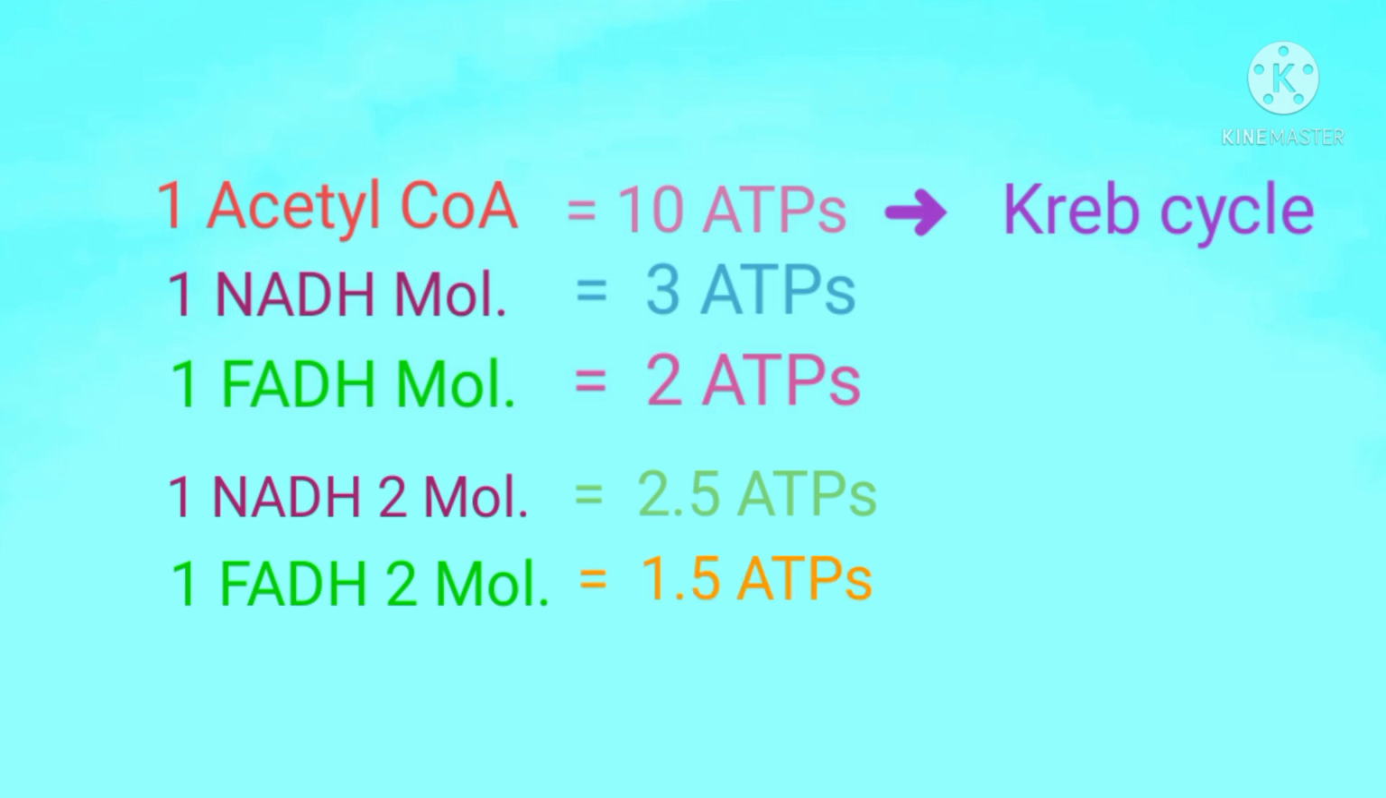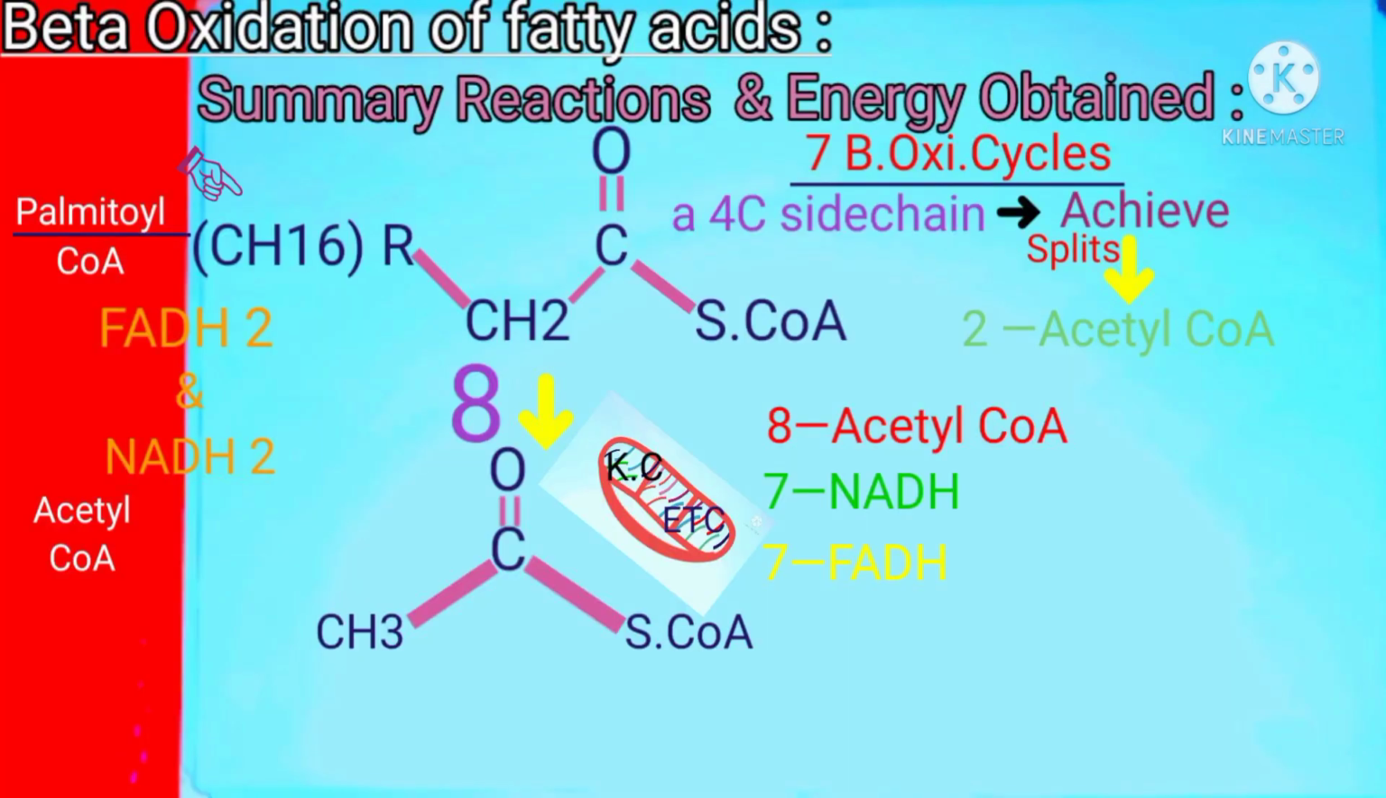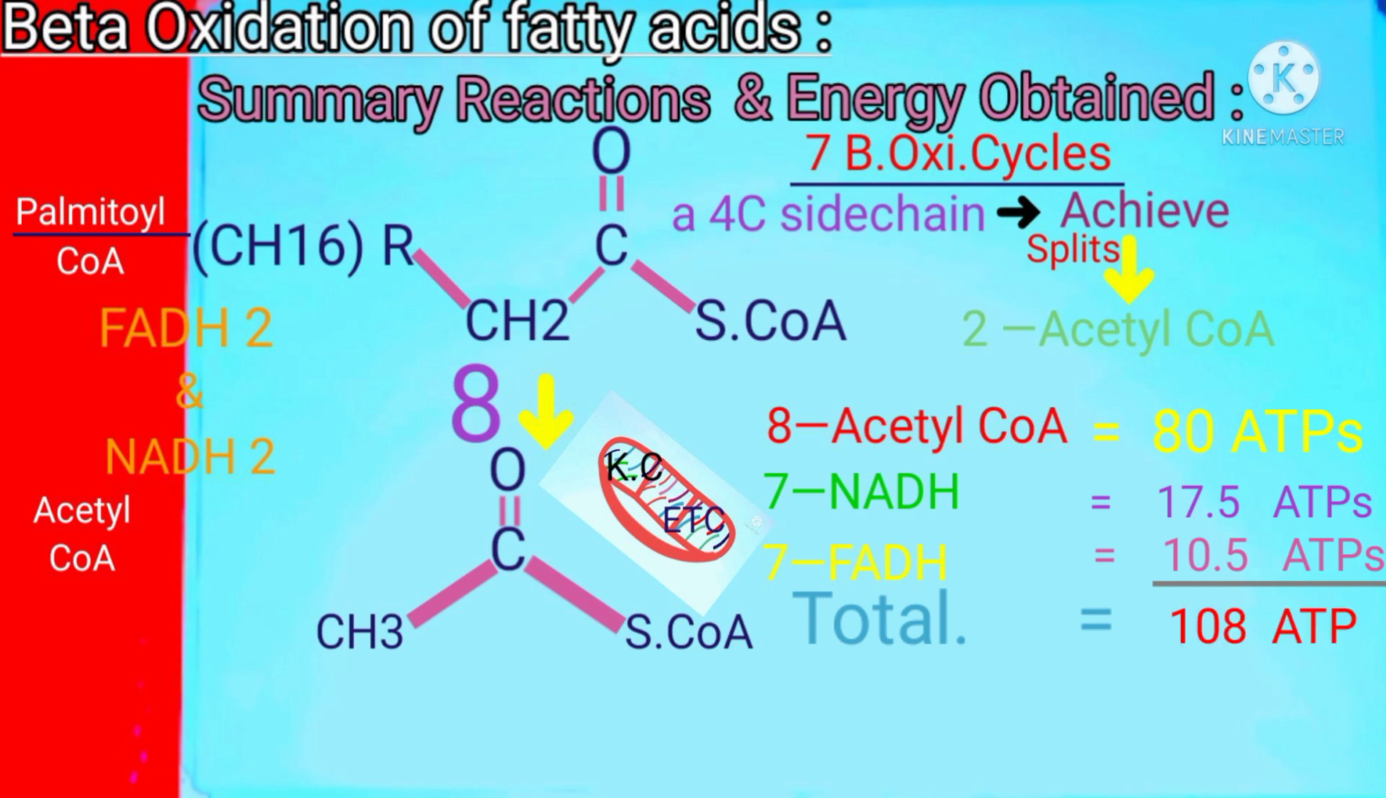So estimating the energy obtained from beta oxidation of palmitoyl CoA, 8 molecules of acetyl CoA will provide 80 ATPs from the Krebs cycle. 7 molecules of NADH will provide 17.5 ATPs from ETC and 7 molecules of FADH2 will provide 10.5 ATPs from the ETC. So in totaling we possess 108 ATPs.